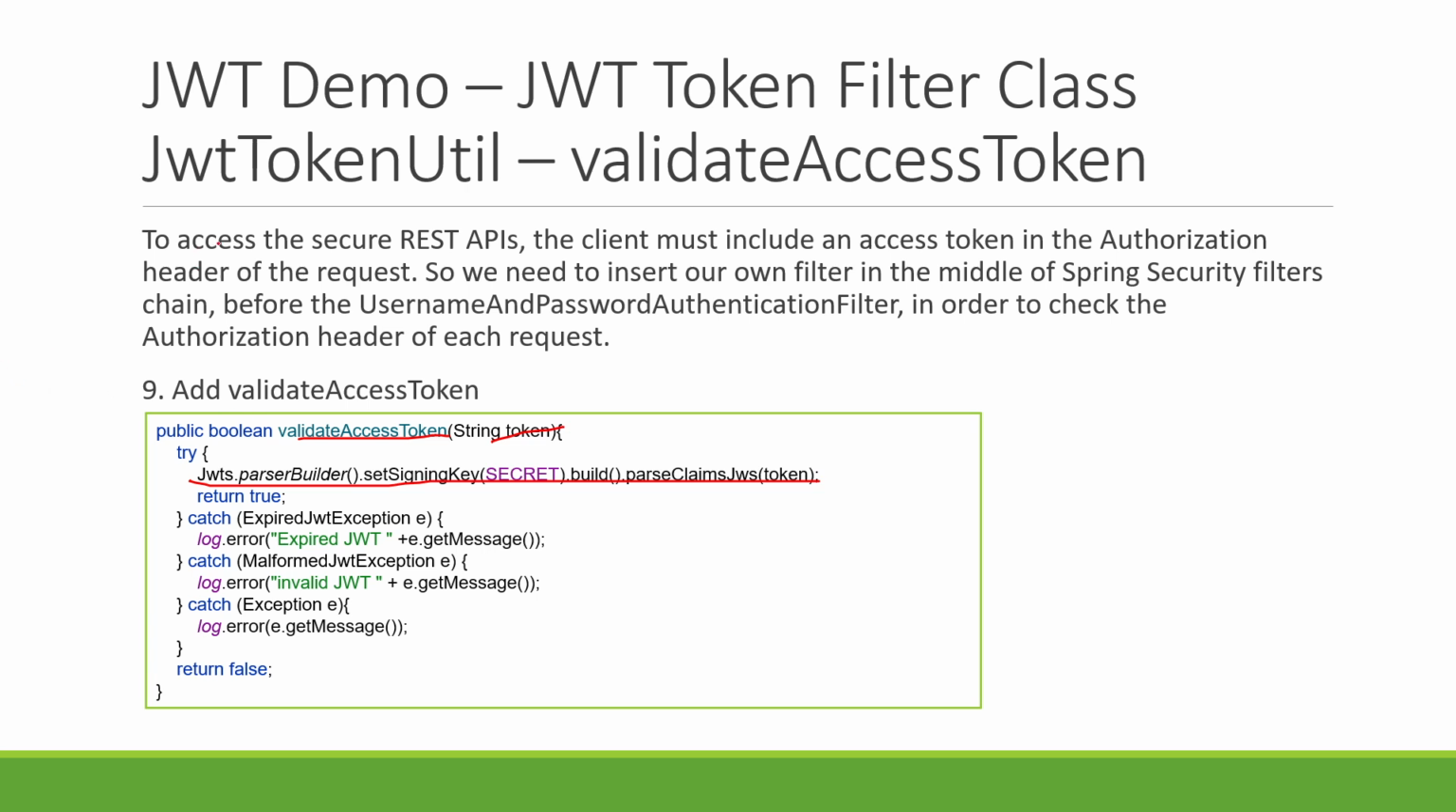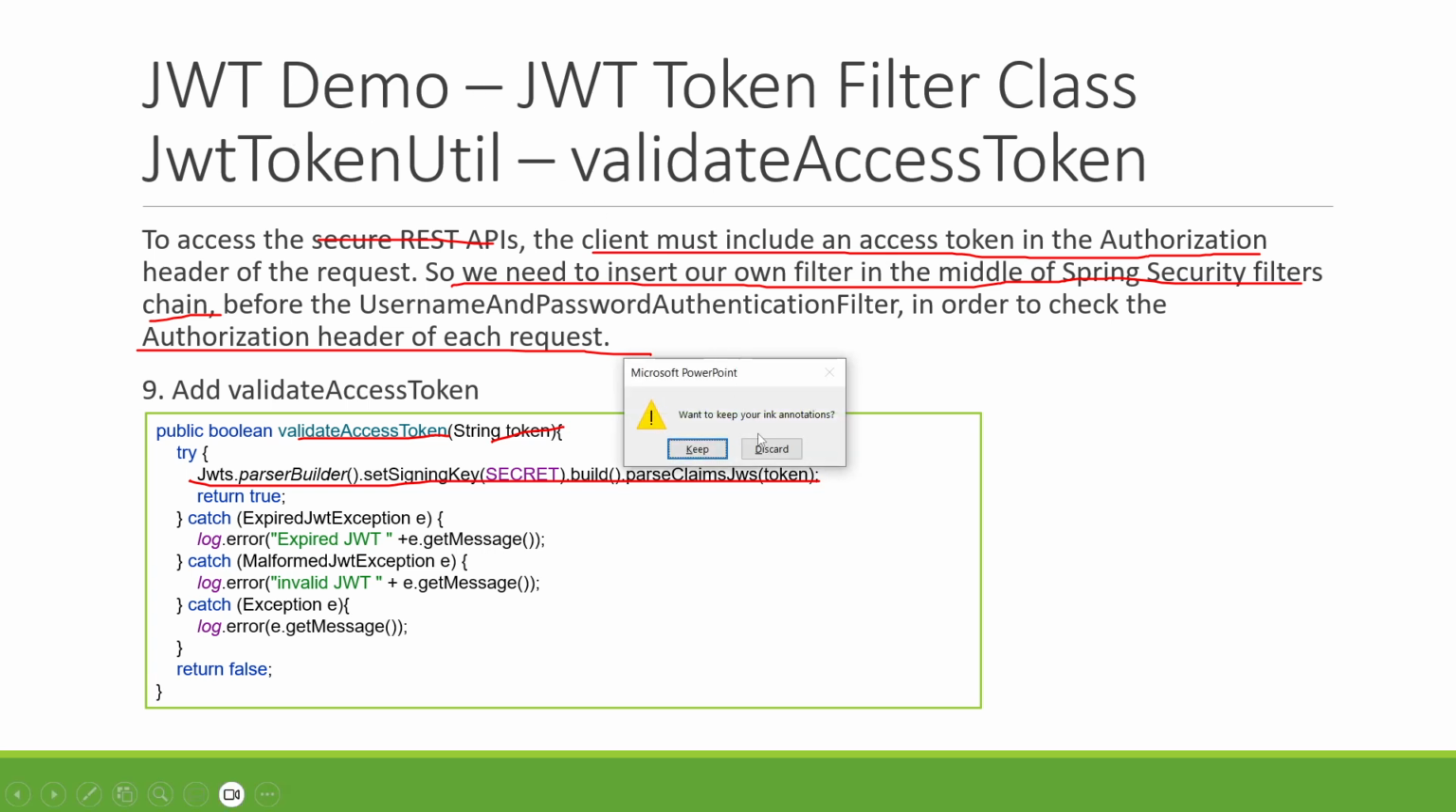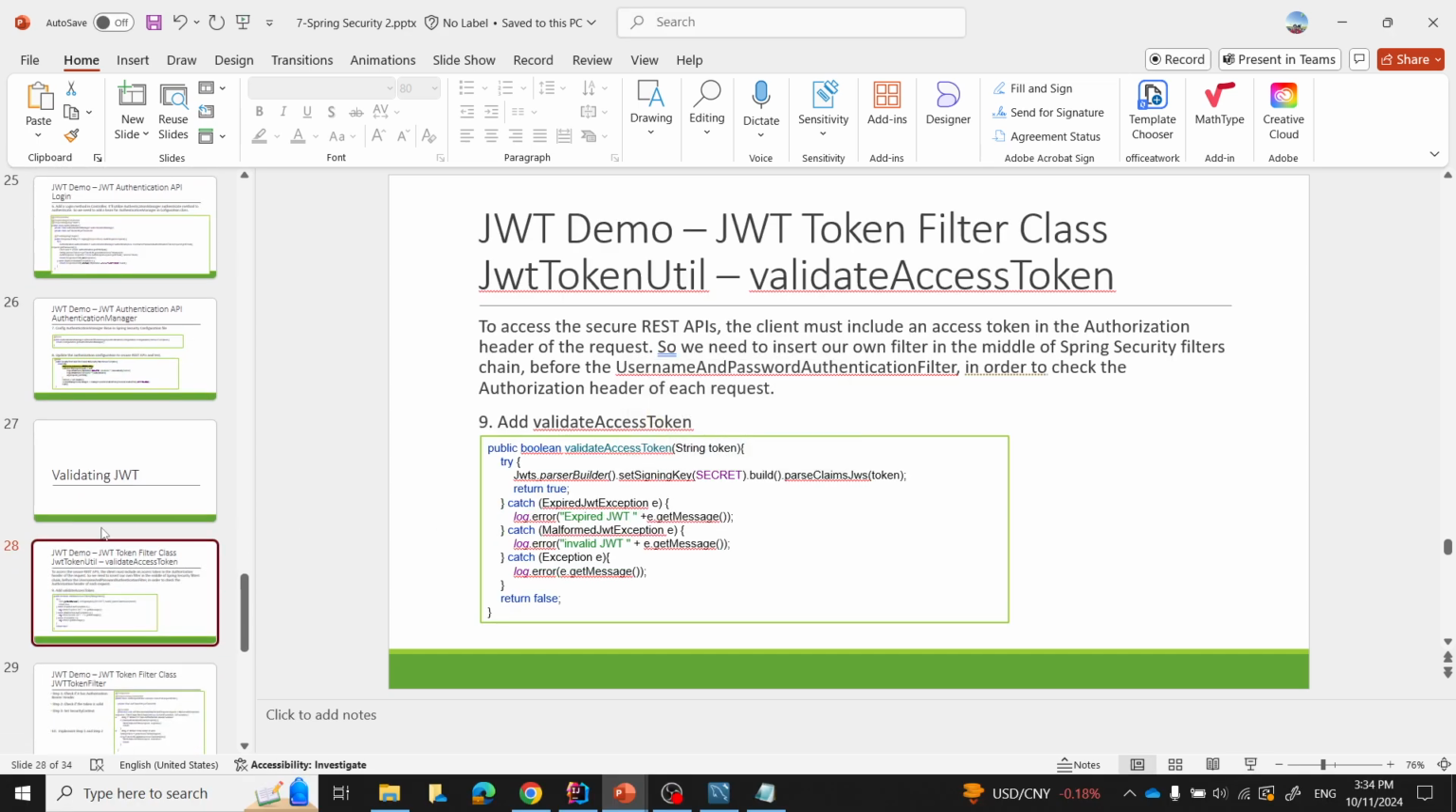To access the secure RESTful API, the client must include an access token in the authorization header of the request. So we need to insert our own filter in the middle of the Spring Security filter chain, before the username password authentication filter, in order to check the authorization header of each request. Spring Security by default doesn't have a filter to verify our token, so we have to add our own and insert it as part of the Spring Security filter chain. So now let's do it one by one. In order to validate the token, we have to check if it has a token or not.